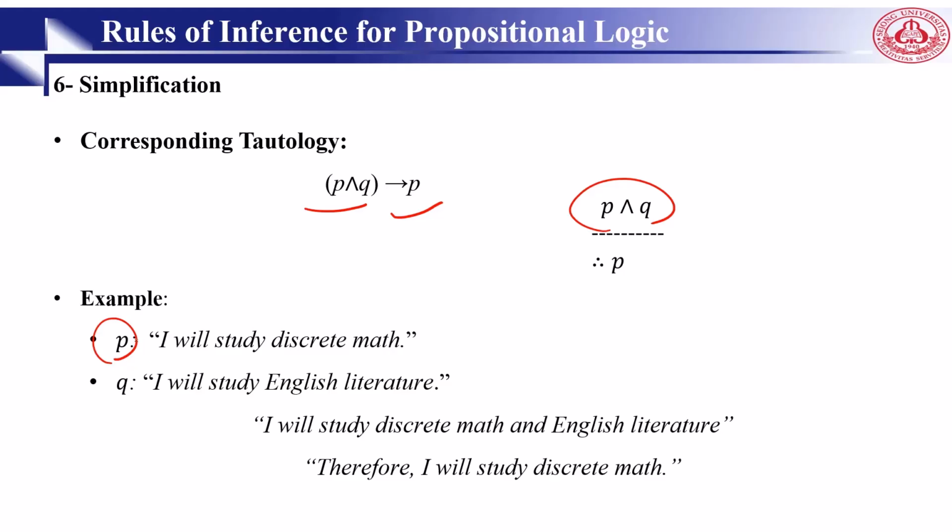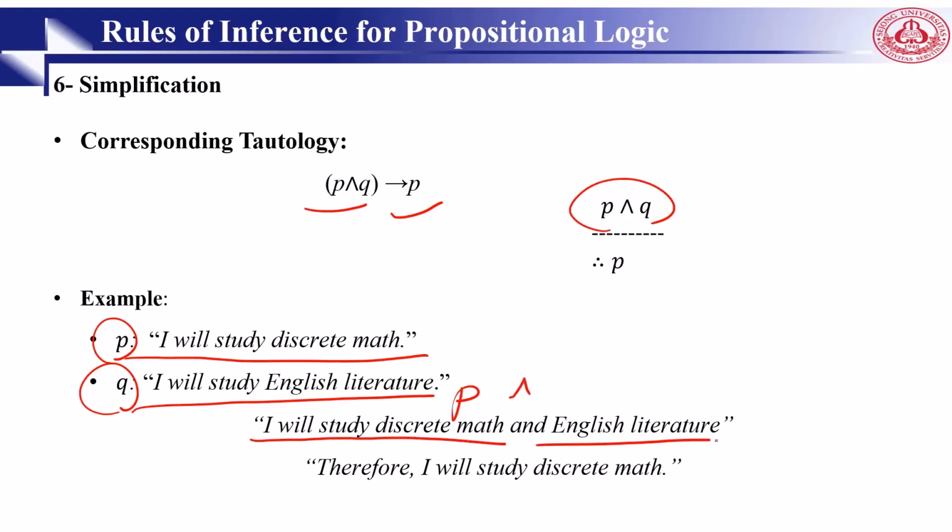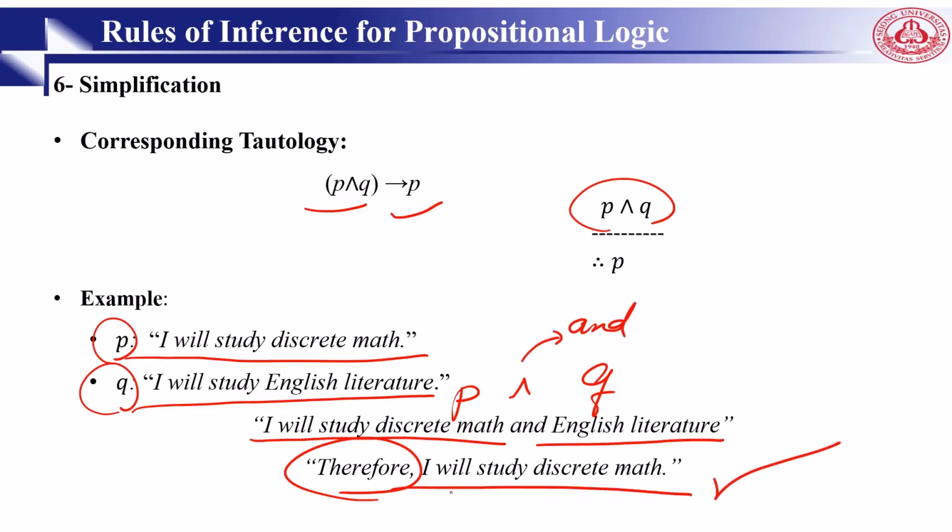Suppose our proposition P is, I will study discrete math. And Q says, I will study English literature. So I will study discrete math is P, and I will study English literature is Q, right? Because this is and, we can come to the conclusion that this happened. Also, this also happened, right? This is called simplification.